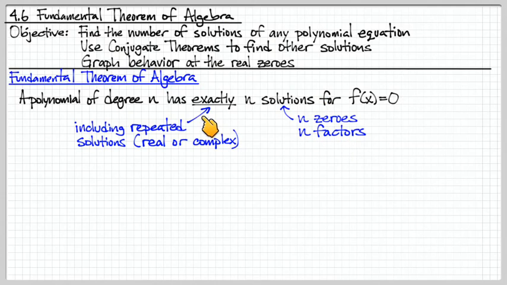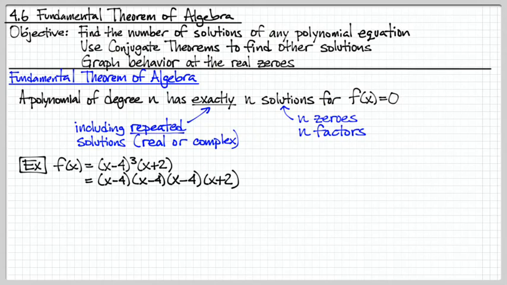Now, there's a little caveat. When we say there are exactly n solutions, we are counting repeated solutions, whether they're real or complex. So, for example, here, if we expand this polynomial, this will be a polynomial of degree 4. X to the third times another x will give us a degree 4 polynomial.